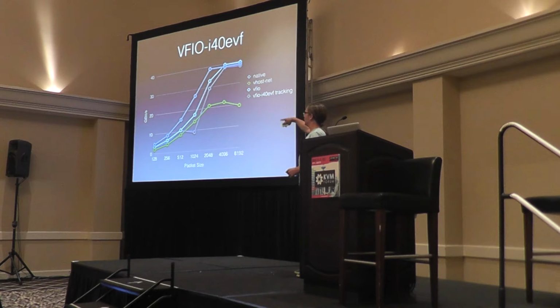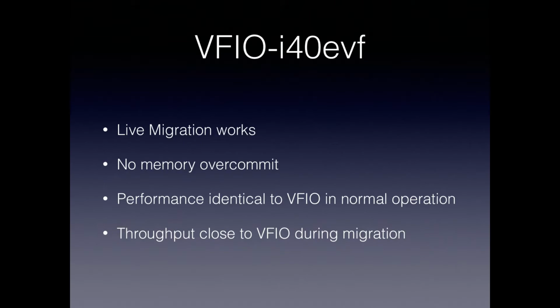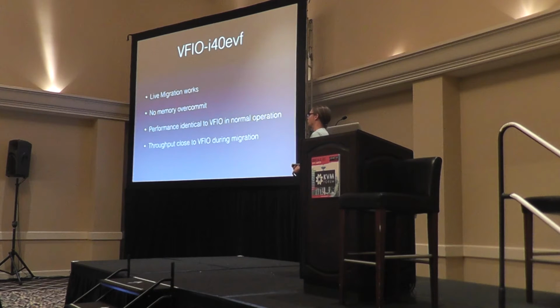But in most cases, we are really, really close to native I40EVF operation, which means during normal operation, you get the exact same performance as the bright blue line. And during migration, you get the performance of the purple line. In both cases, you're basically better off than with vhost. However, there's obviously also downsides to it, right? You do get live migration with this approach, but you do not get memory overcommit because the hardware could write to any point in memory at any point in time.